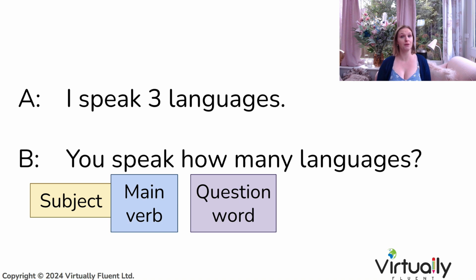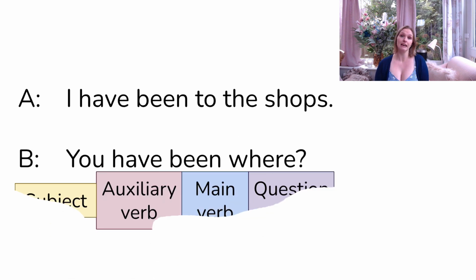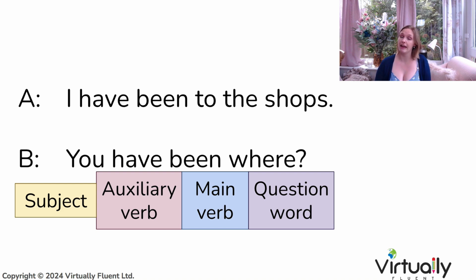Here's another example. I speak 3 languages. You speak how many languages? And again, you want to use your rising intonation to make sure that people know it's a question. And in this case, it's the same subject, main verb, question word, but in this case, we've also got an object after how many. If you're using an auxiliary verb, it would be exactly the same, but remember, auxiliary verbs come before main verbs. For example, I have been to the shops. You have been where, and again that question word is at the end.